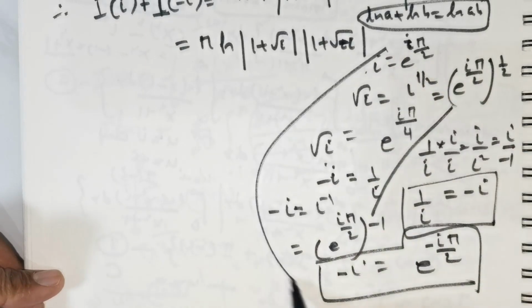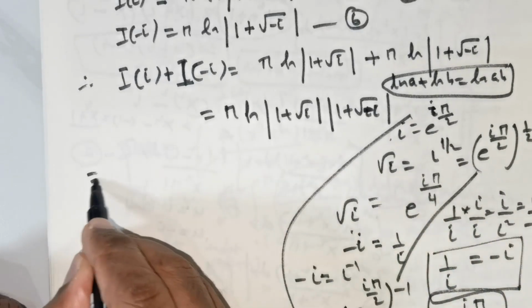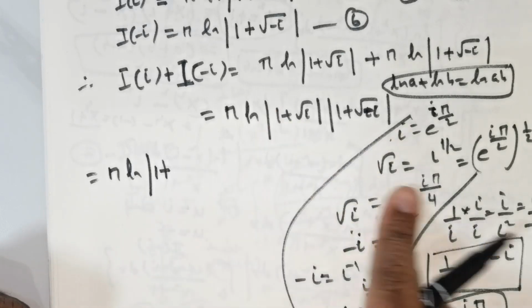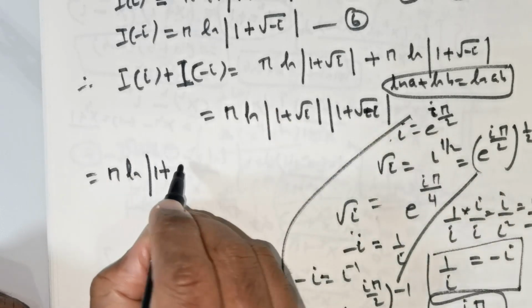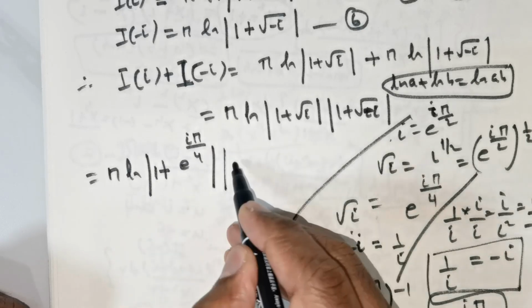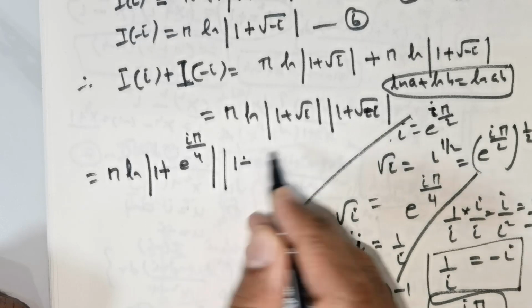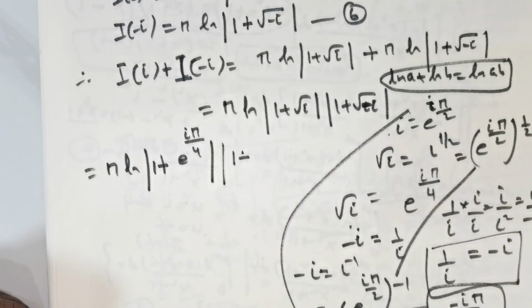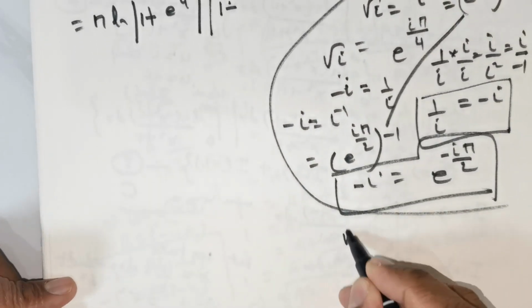So I am going to substitute all of this over here. So this is equal to pi times ln modulus of 1 positive root of i, which is e raised to the power of i times pi over 4, followed by modulus 1 root of negative i. This has got a square root, right? This is minus i. So let me find out what is root of negative i.